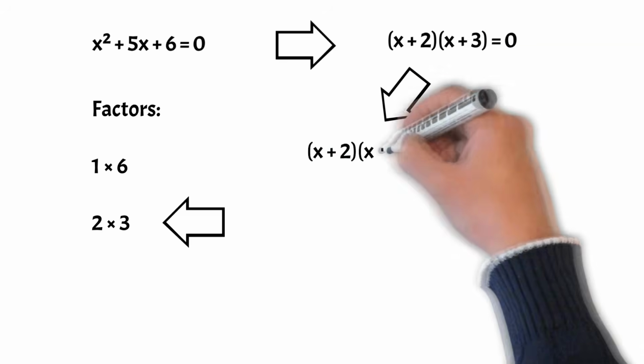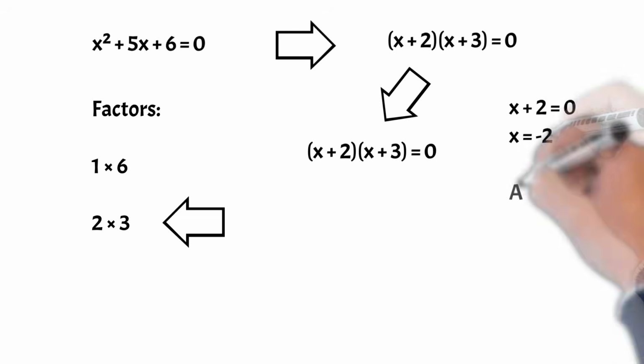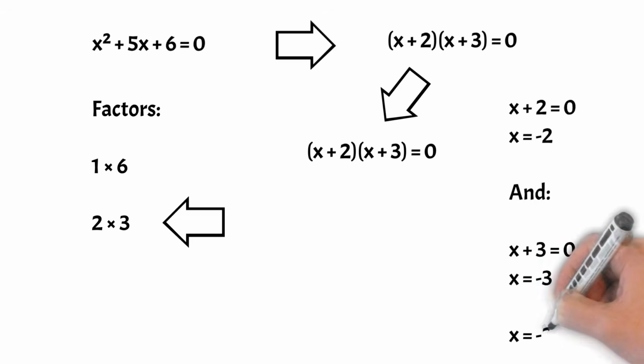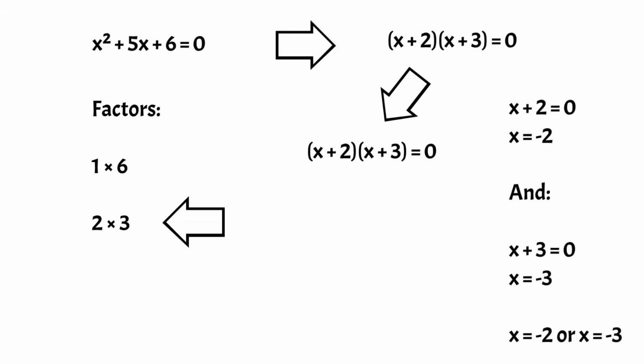Now we use the zero product rule. If two factors multiply to give 0, at least one of them must equal 0. So either x plus 2 equals 0, giving x equals negative 2, or x plus 3 equals 0, giving x equals negative 3. Therefore, the solutions are x equals negative 2 or x equals negative 3.